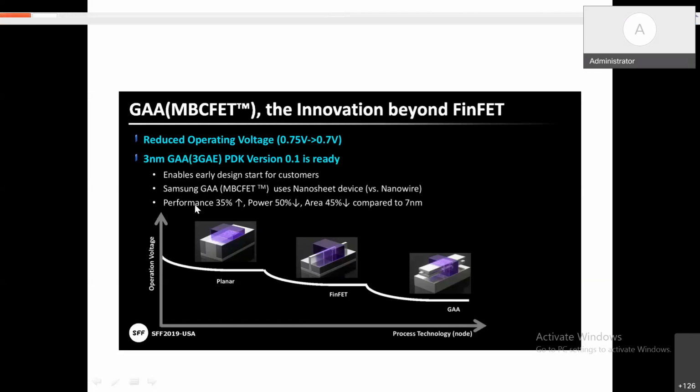This is a comparison of Samsung GAA. Samsung has actually implemented a modified GAA, in the sense that it is a multi-bridge channel FET, which uses the nanosheet device. Again, there is a combination of the nanowire concept. Whether going for a nanowire concept or a nanosheet device, it remains to be seen. But Samsung has come out with a nanosheet concept, and they use the gate-all-around concept using a multi-bridge channel FET.